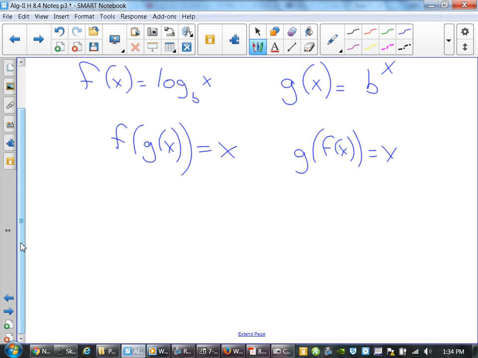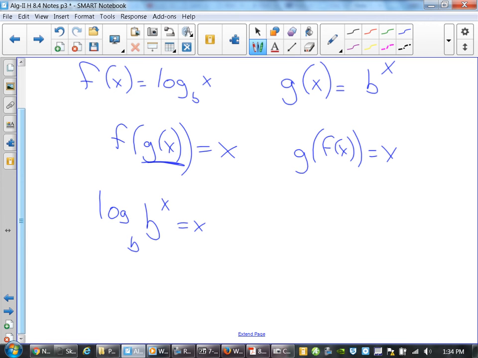For example, when you did this problem, you'd start with the g of x equation, and then you would surround it with the f equation by replacing this with the x. So this becomes log base b of b to the x. So notice how you have two bases, a log base and an exponent base, that are the same. They're both b. What would that simplify to be then? X.